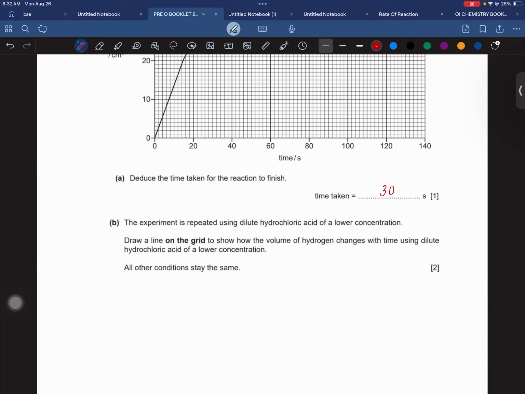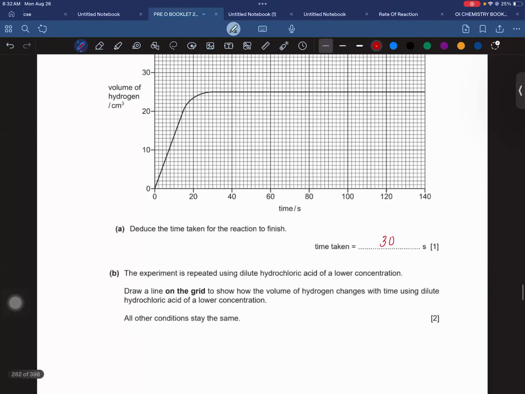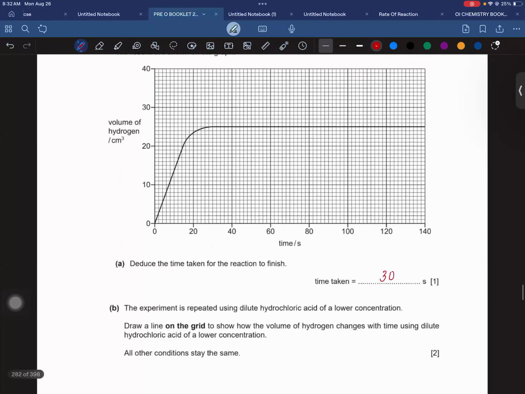The reaction is slower. Okay. The experiment is repeated using dilute hydrochloric acid of a lower concentration. Draw a line on the grid to show how the volume of hydrogen changes with time. Dilute means fewer particles, which means fewer collisions. So fewer collisions means that the rate of reaction would be slower.